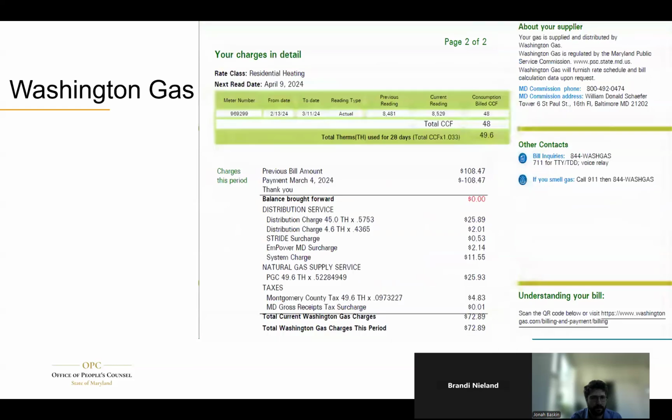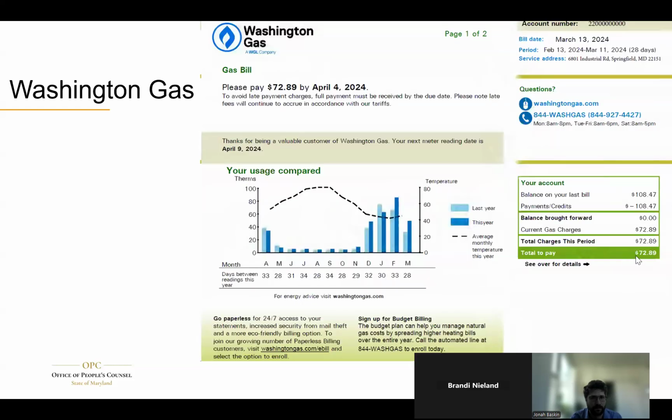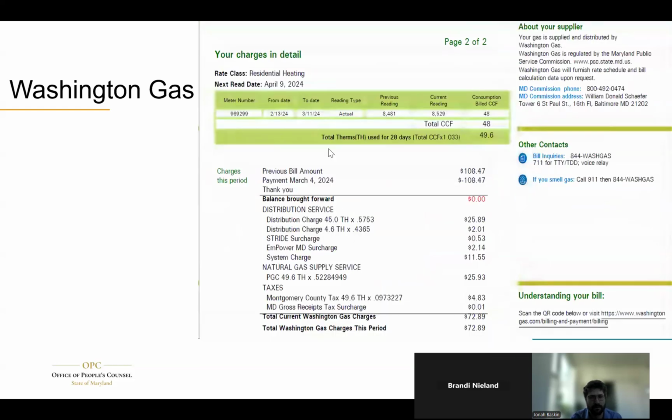This would also, just as a note, look different if you were on a payment plan. Your payment plan information would be here. Again, here's more of the meat of the bill. So the rate class, this is just residential heating versus commercial. You would see it right up here. And then the next read date.